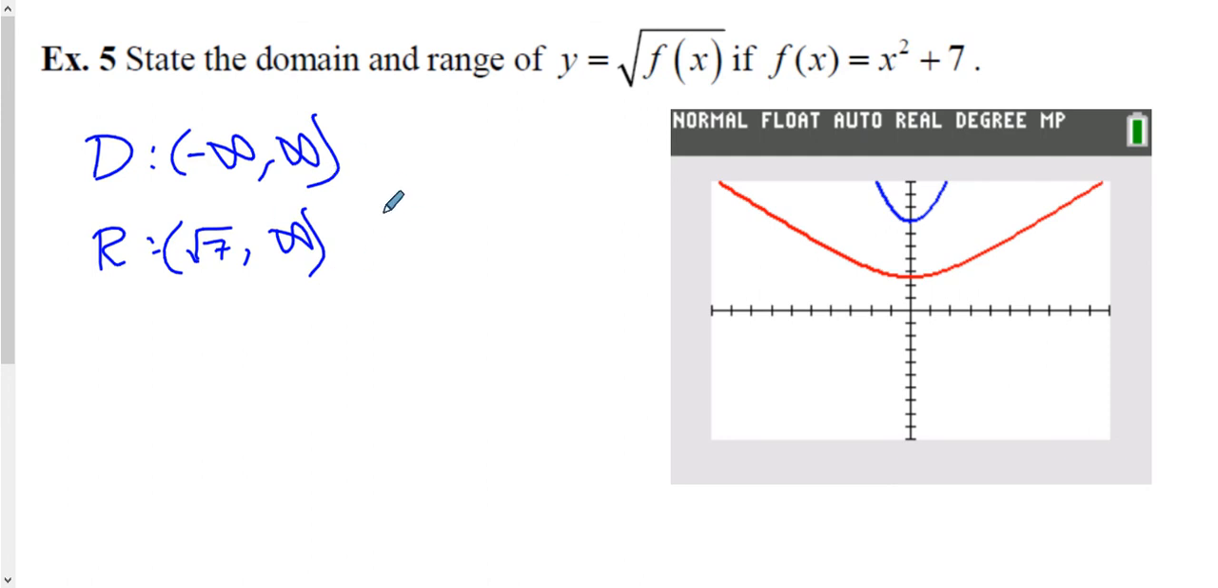And there we go. We have stated the domain and range for the new function. Again, if you have any questions, please feel free to ask. We'll see you in class.